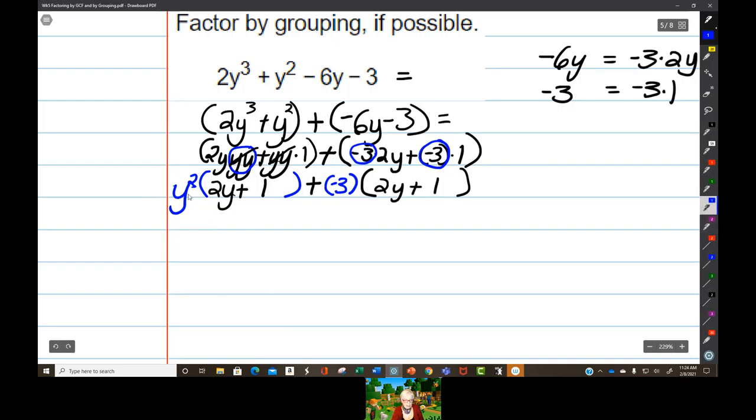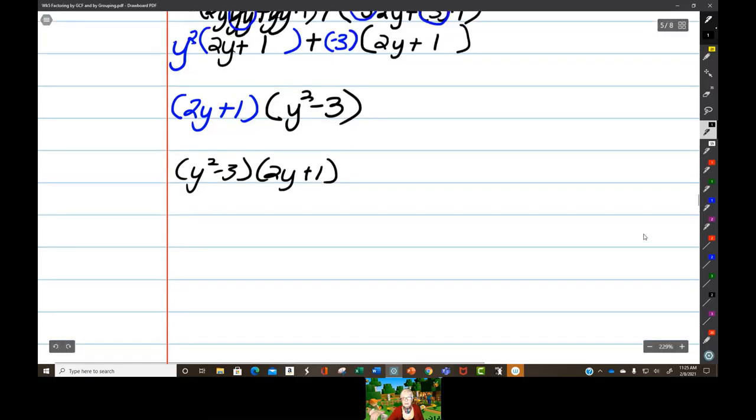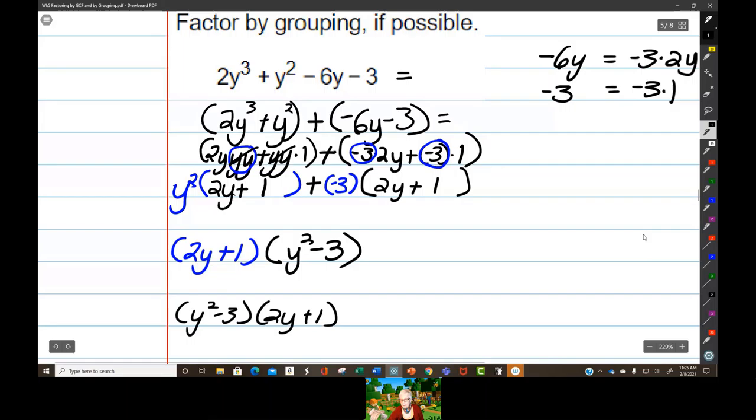Now, we have 2y plus 1 and 2y plus 1, and they match. Thank goodness. I'm going to write it down here because I wrote too big. 2y plus 1 is now our GCF. And you'll have y squared minus 3. But if you wrote it as y squared minus 3 times 2y plus 1, that would also be correct.